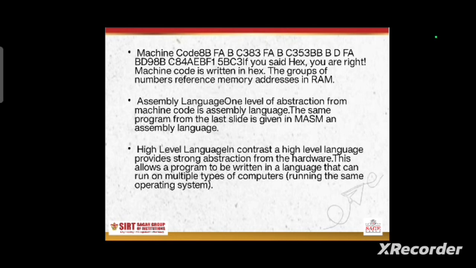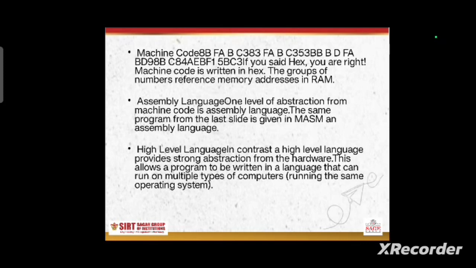Now if I'm talking about the assembly language, then these are the codes which are written in the form of English level language, which can be understood by humans as well. But here we need an assembler which converts the assembly language into machine language. So this is the low level language, as I discussed.